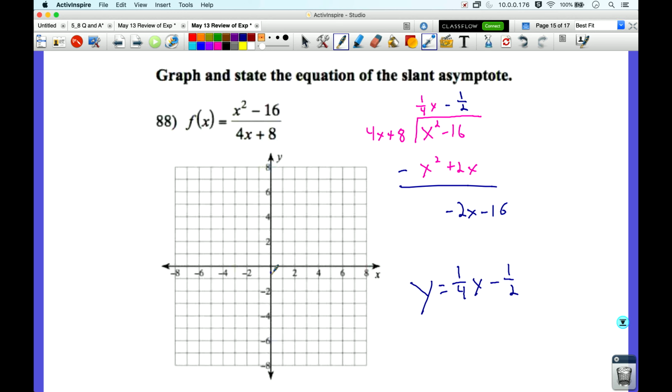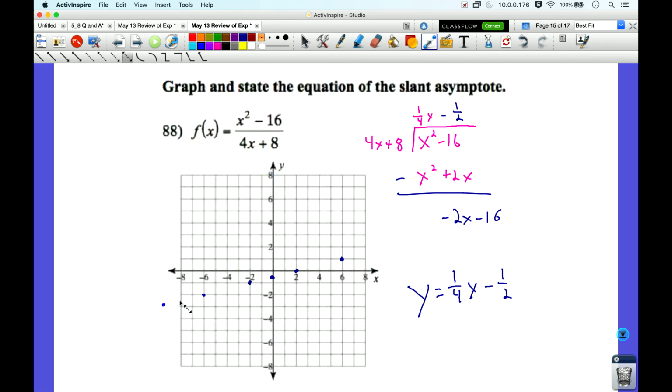So let's put a point at negative 1/2. We're going up by fourths, so that means now we're at negative 1/4, then right there, then up 1/4 to get our next point. We're down 1, left 4. There are all the points on our slant asymptote, so I'll connect these up with the dotted line.